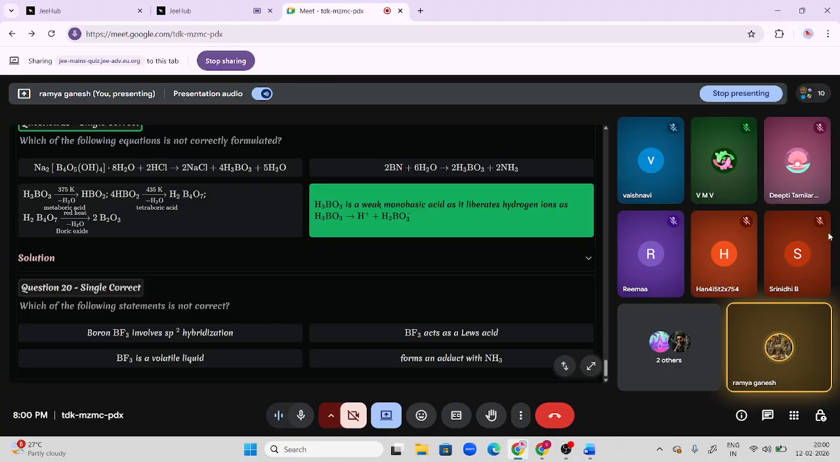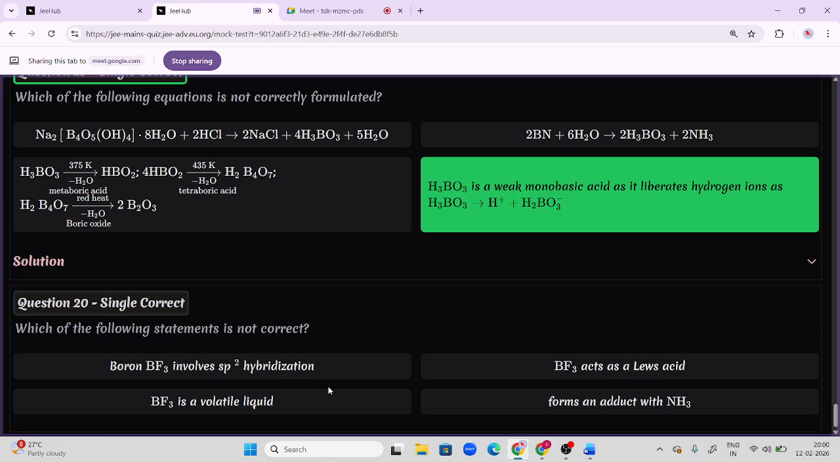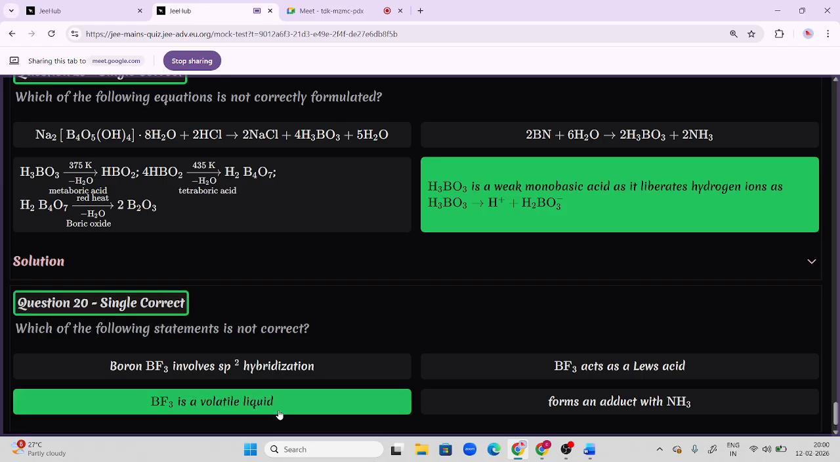We'll complete the last question. Yes, last question. Ma'am, third option. So then what is the phase of boron trifluoride? Ma'am, I did using elimination, ma'am. Okay. BF3 is a gas.